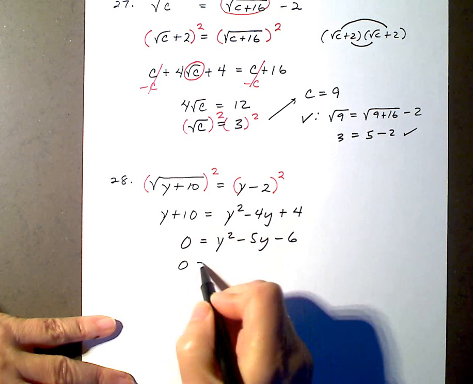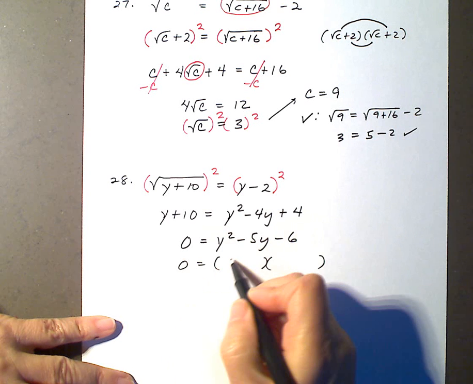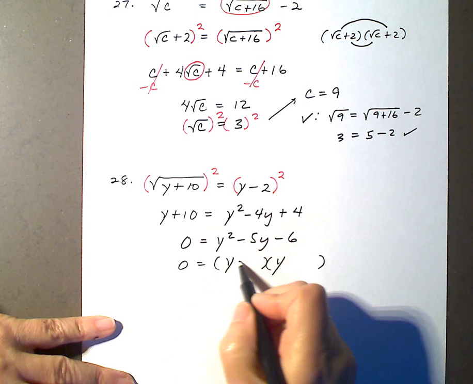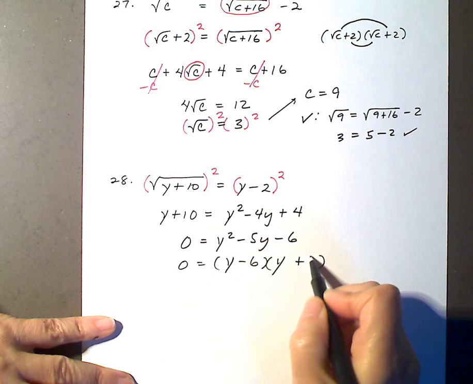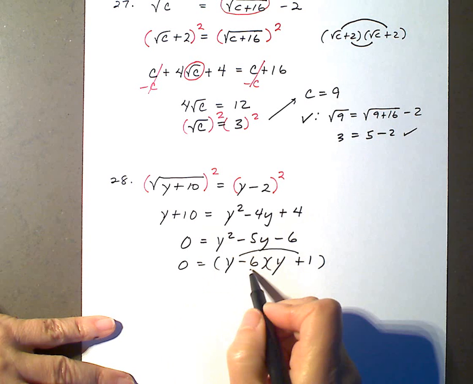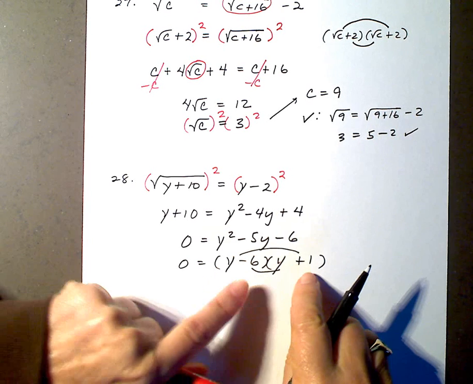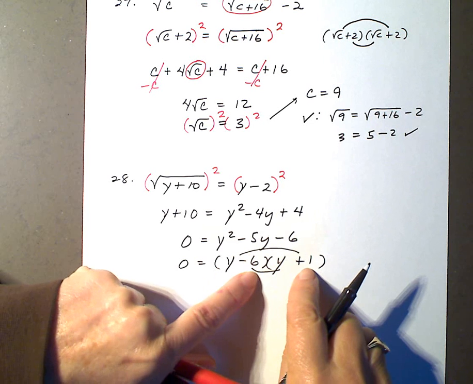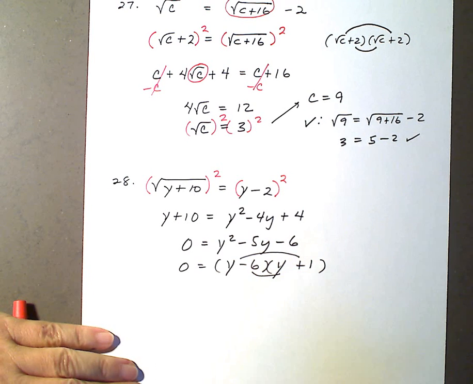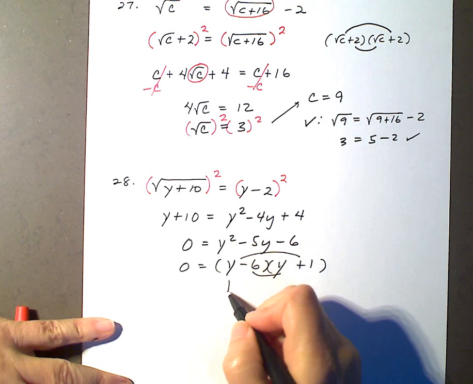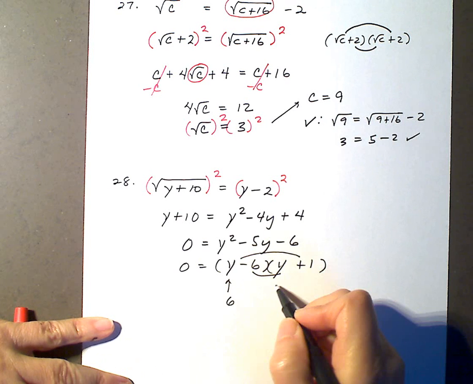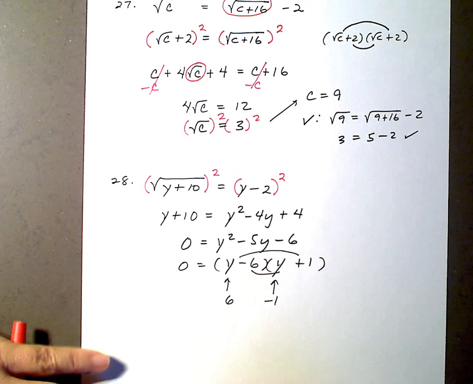Easily factorable. Okay, be careful with this. y minus 6 and y plus 1. Plus 1y minus 6y gets me my negative 5y, and negative 6 times 1 is my negative 6. So my two solutions are a positive 6 and a negative 1. Both need to be checked.